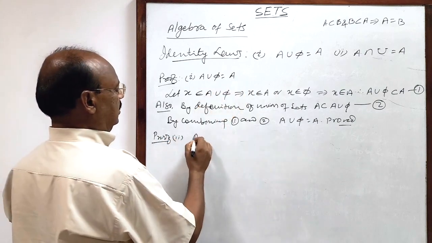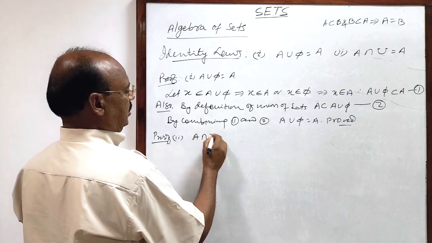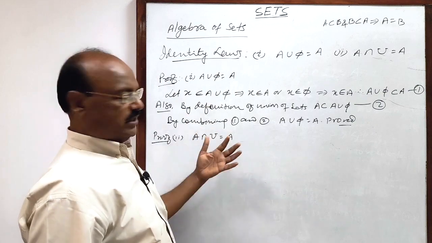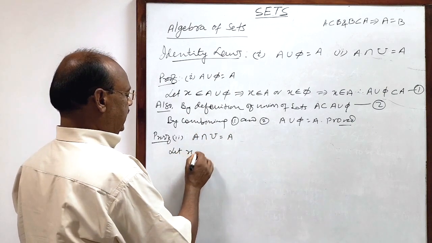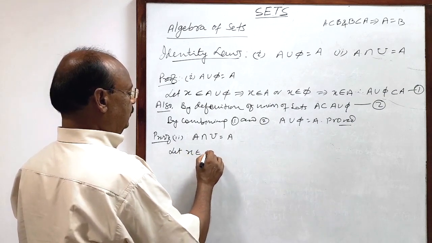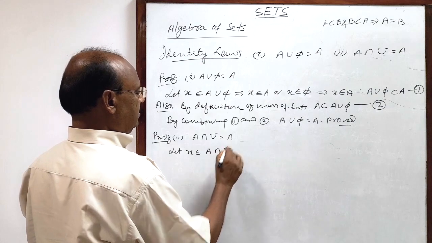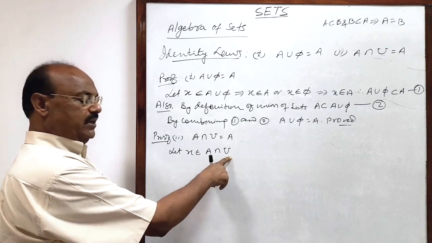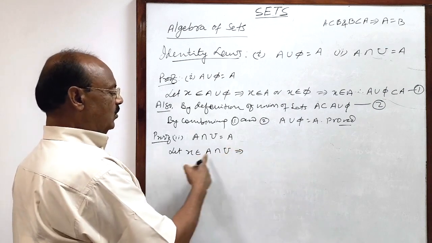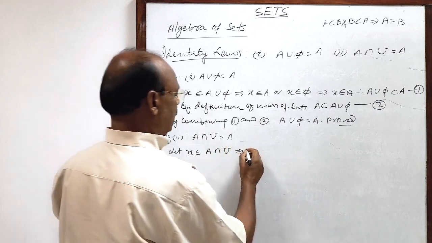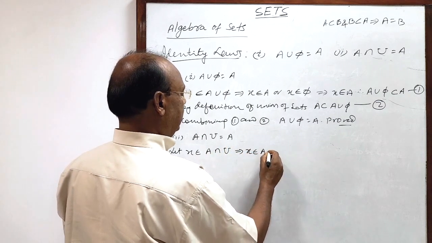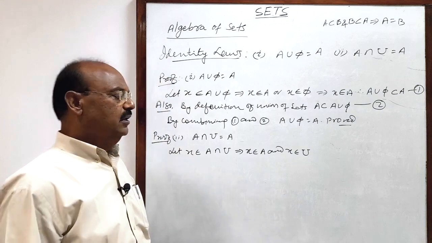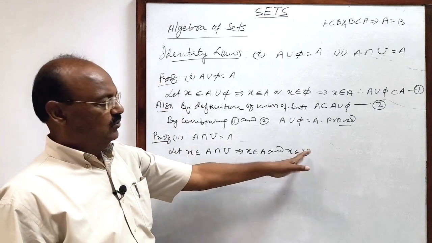Now let us see the proof of the second part. Here we will show that A intersection universal set is equal to set A. Our process will be exactly similar. First of all, we will suppose that any element X belongs to the set A intersection universal set. If any element X belongs to the intersection of two sets, it means that X belongs to both of these two sets. So this implies that X belongs to set A and X belongs to universal set.